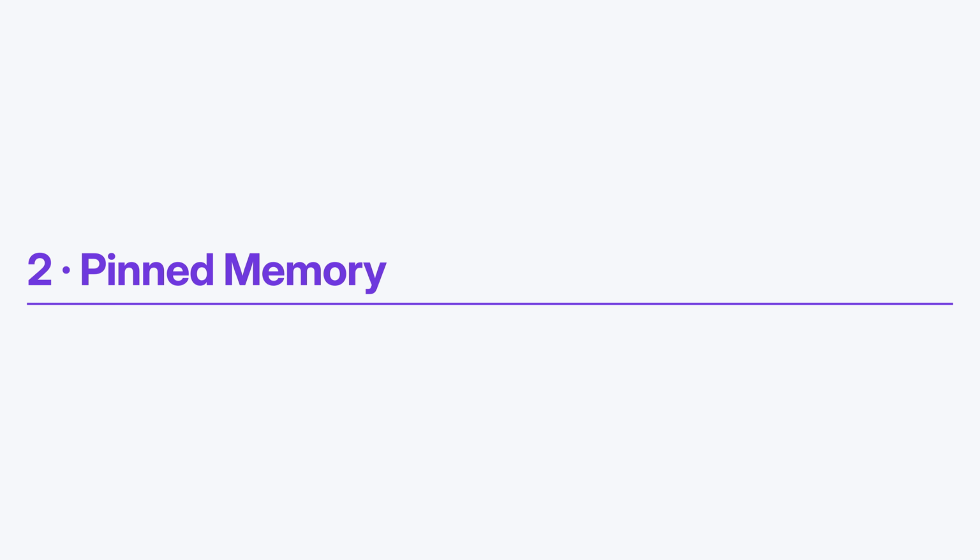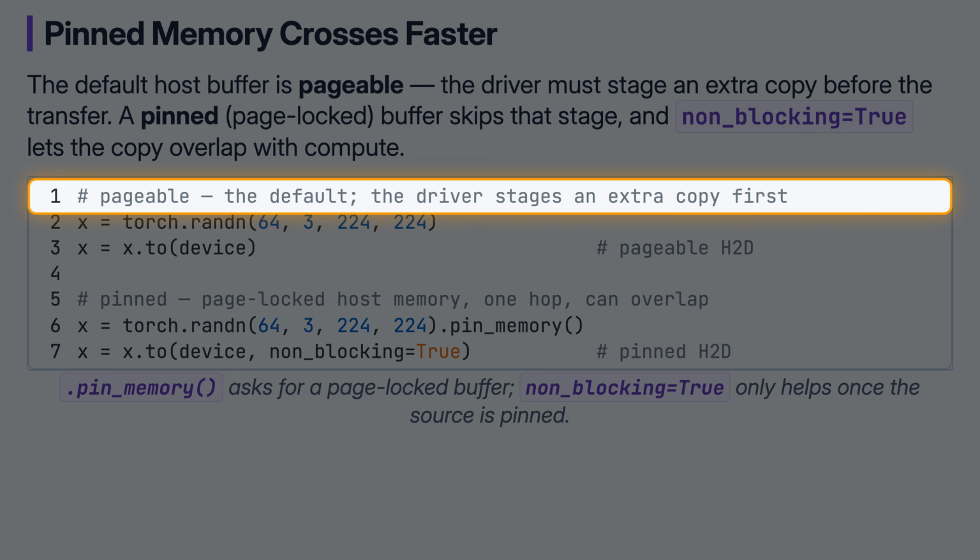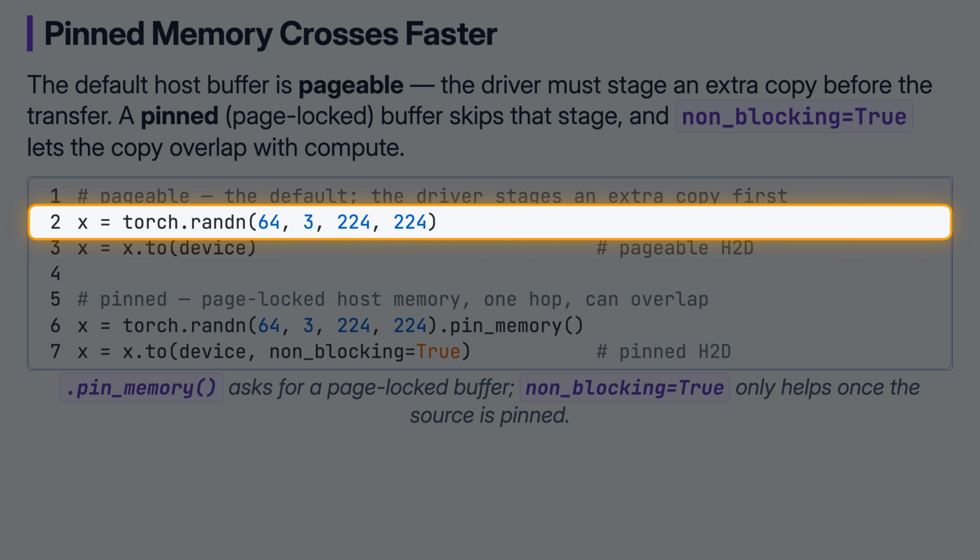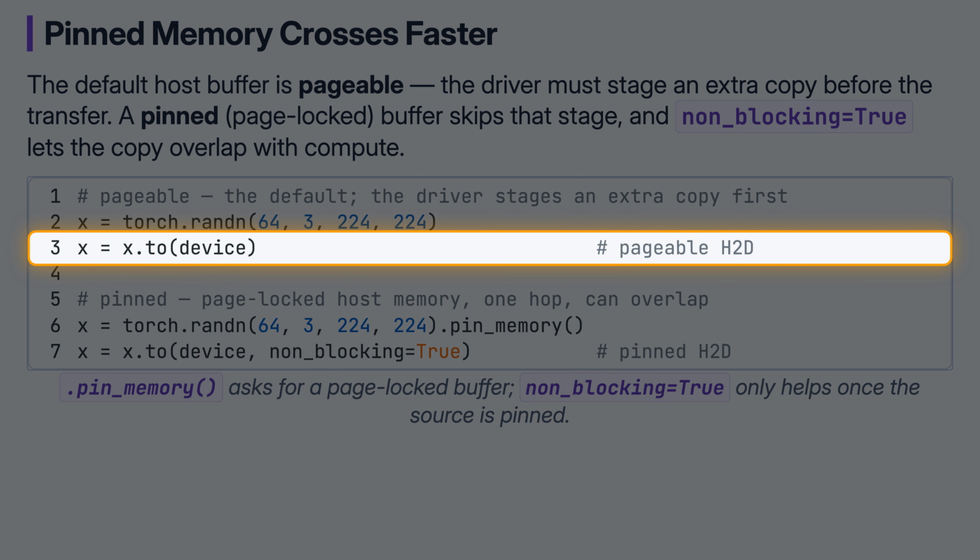Part 2. Pinned memory. A one-word change can make a transfer cross faster. First, the default way. A plain tensor lives in pageable host memory. We make a normal tensor here on the CPU. Calling .to device sends it, but the driver must stage an extra copy first.